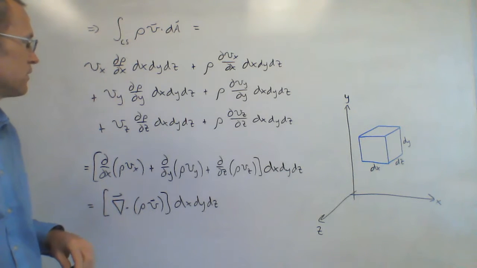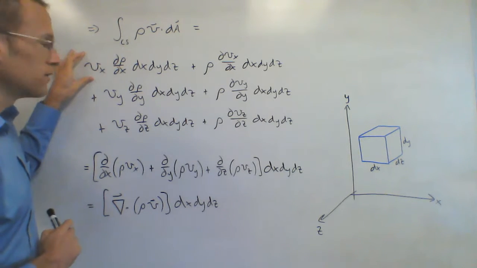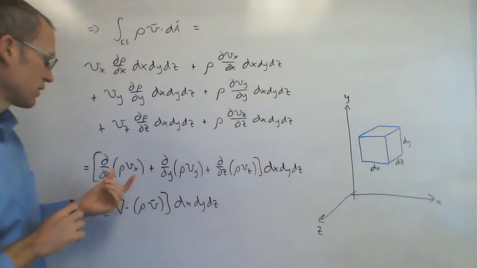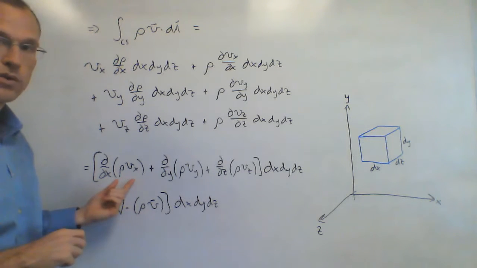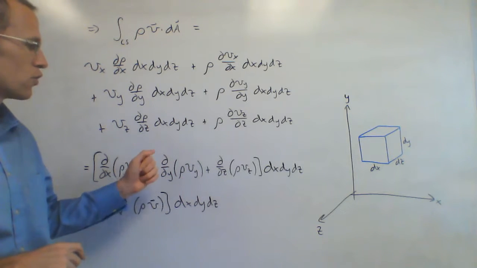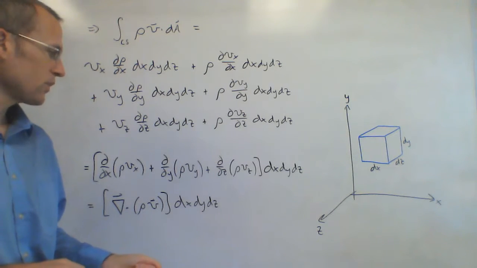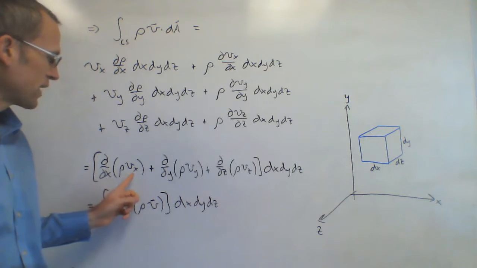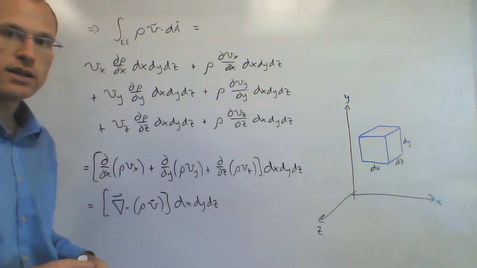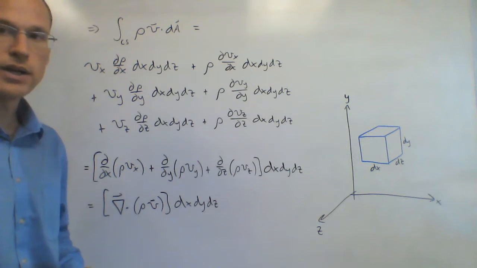So I can see that the first term is v and rho with an x derivative. That's basically the product rule, using both rho and v as functions of x. So I can make that into a single derivative of rho times vx. Similarly for the second line, the y derivative of rho times vy. Third line, the z derivative of rho times vz, and everything is multiplied by dx dy dz. What I can realize is that my x derivative goes with my x velocity, y derivative with y velocity, and z derivative with z velocity. So an easier way to write that is the divergence of rho times velocity, and of course dx dy dz at the end.